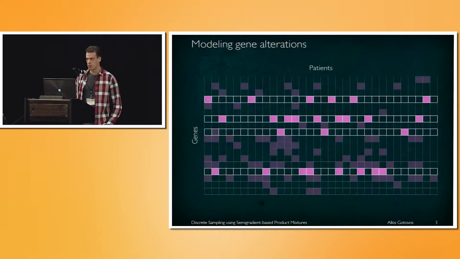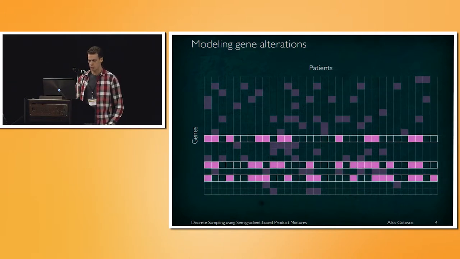In particular, people are interested in modeling effects such as mutual exclusivity. So you have groups of genes that tend to not occur together in patients, and these are usually the ones that are supposed to cause cancer. And you also sometimes have effects such as co-occurrence, so groups of genes that tend to occur together more frequently.